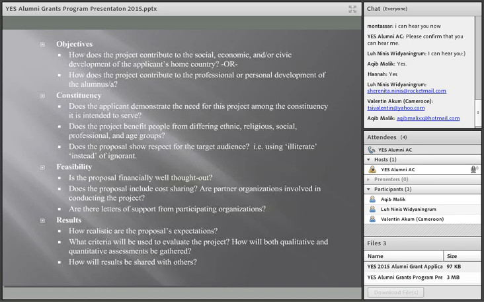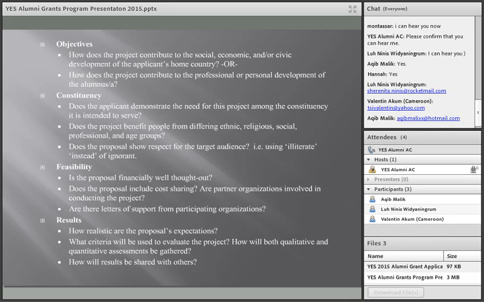A little more about the objectives, more details. I think I've gone through some of these, but does the project contribute? Does it contribute to the social, economic, civil development of your country, or very specifically your own community, local community? And does it contribute to your personal development? When we look at the constituency of the target audience, does the applicant demonstrate the need? Do you know for sure that this group of students is in need of ICT training or information training, computer training? Or are you assuming that? Have you gone to them and asked them, this is what's needed?